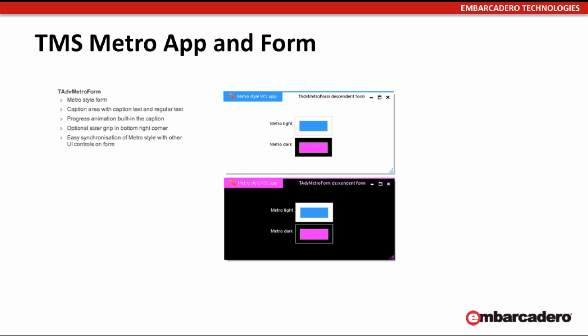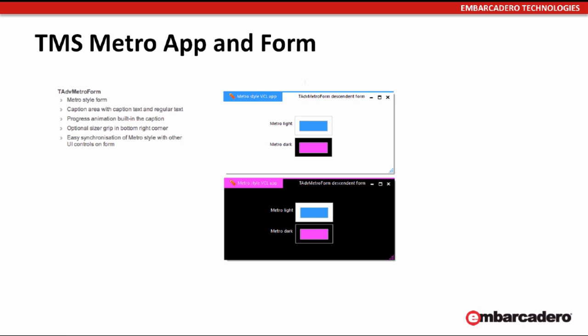TMS has a set of controls here with the Metro controls that allow you to do the same thing, which is to create an app that is in the style of Windows 8, as well as forms that are in the style of Windows 8. And you can see here also that in XE6, with the addition of menu styling, this really finalizes or brings a complete styling picture for you, especially for Windows 8, which again has a very unique look and feel across all the Windows 8 systems.